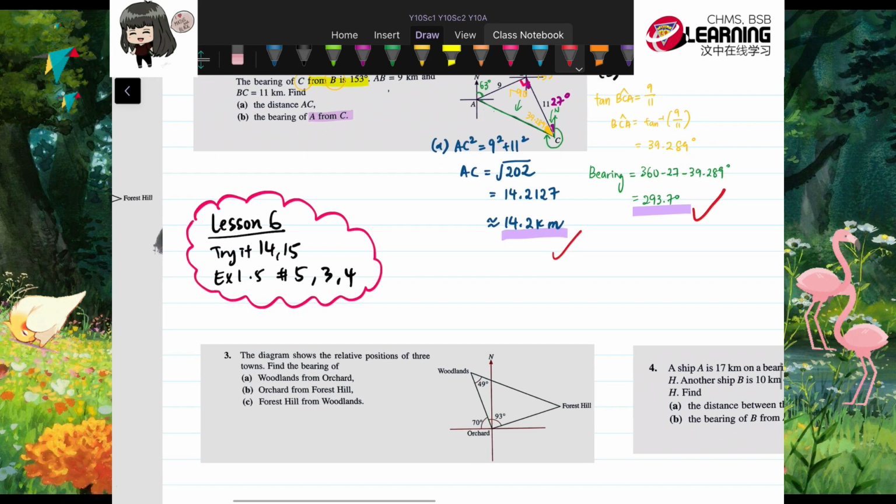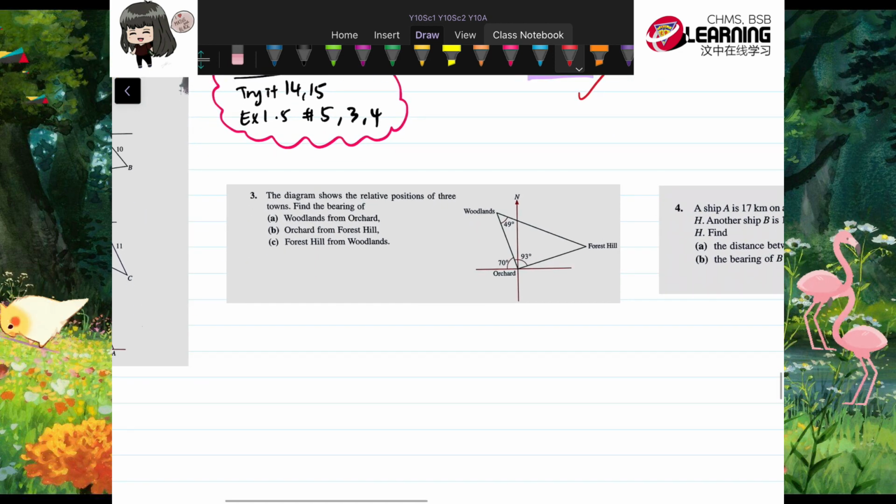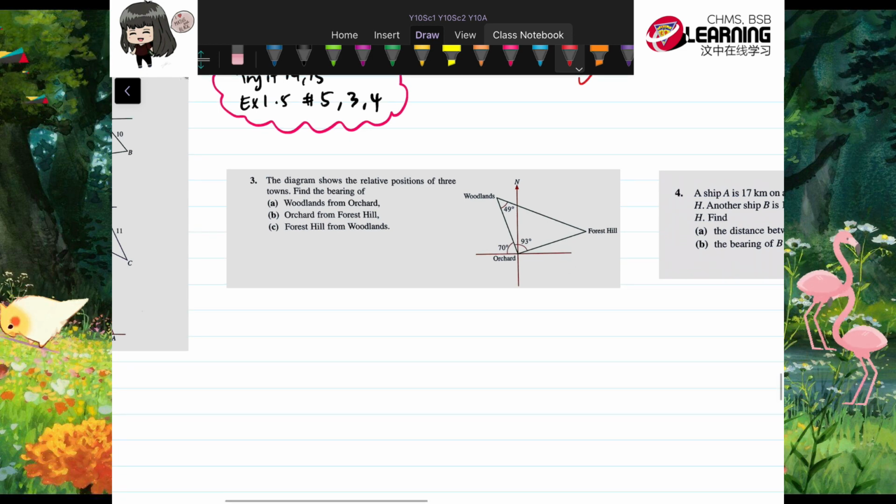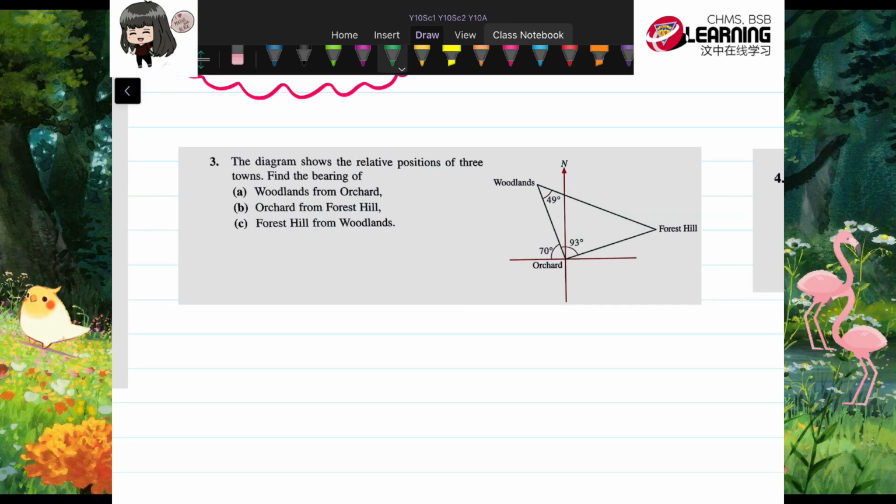Now let's look at question number 3. A lot of you need help on question number 3 and number 4. I will explain this, and for those who already know how to do it, you can skip this part and go to lesson 7. So for number 3, let's look at the question.